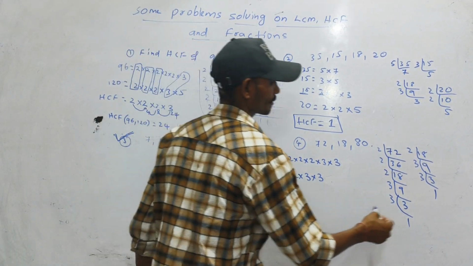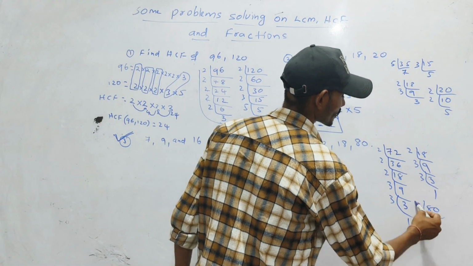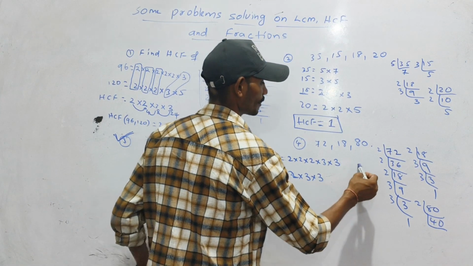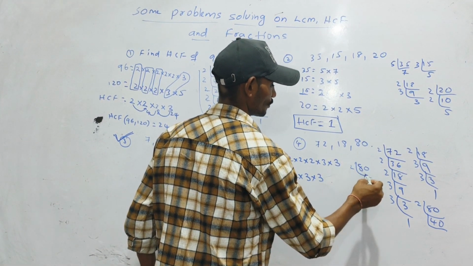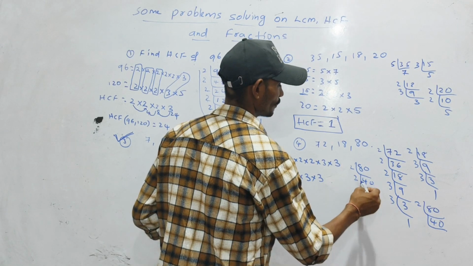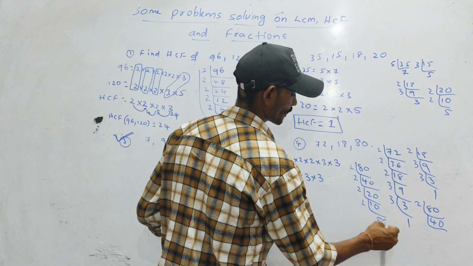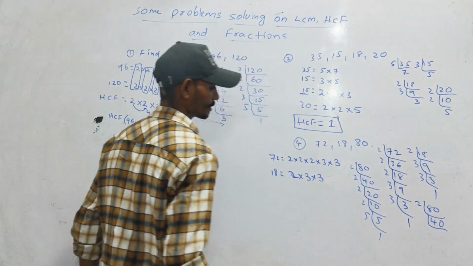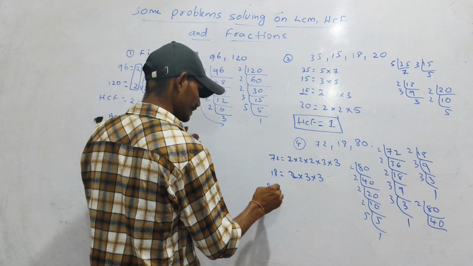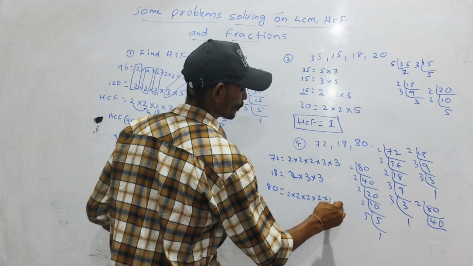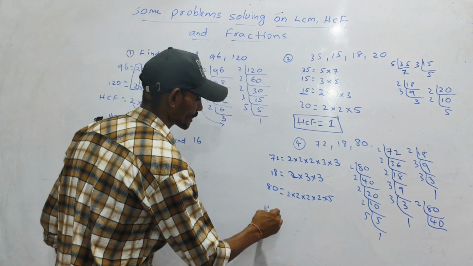Okay. Next 80. The factors of 80 are 2 into 40, next 2 into 20, next 2 into 10, next 2 into 5, next 5 into 1. So 80 is equal to 2 into 2 into 2 into 2 into 5. Let's check.